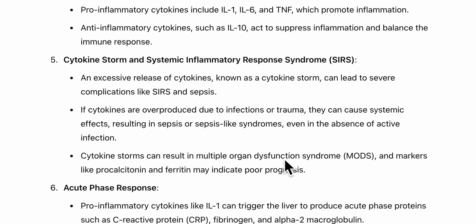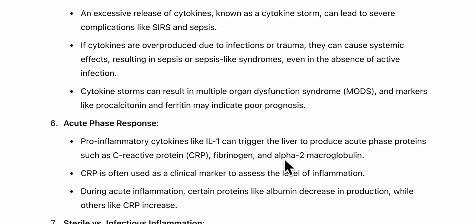5. Cytokine storm and systemic inflammatory response syndrome. An excessive release of cytokines, known as a cytokine storm, can lead to severe complications like SIRS and sepsis. If cytokines are overproduced due to infections or trauma, they can cause systemic effects, resulting in sepsis or sepsis-like syndromes, even in the absence of active infection. Cytokine storms can result in multiple organ dysfunction syndrome, MODS, and markers like procalcitonin and ferritin may indicate poor prognosis.